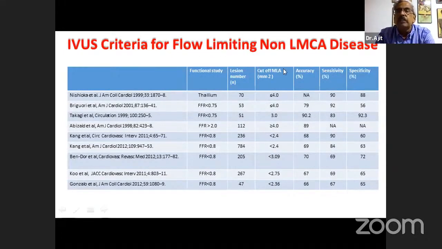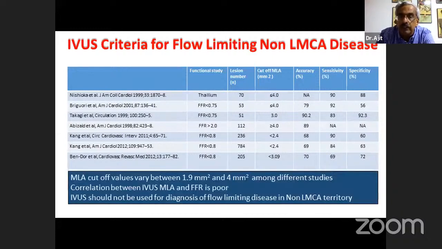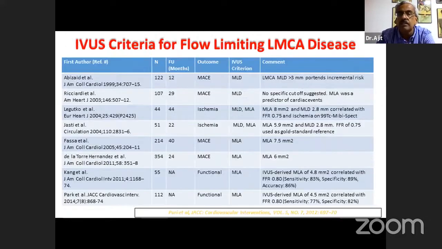Now, for non-left main coronary artery disease, some cutoff minimal lesional areas are there. Various people have said, but it varies from 2.4 to 4. So we cannot use the minimal lesional area to make a decision, unfortunately, in non-left main coronary artery disease. So MLAs vary from 1.9 to 4 among different studies, and the correlation of FFR to IVUS MLA is poor. So IVUS should not be used for diagnosing flow-limiting disease in non-left main coronary artery disease. But in left main, there is good data.